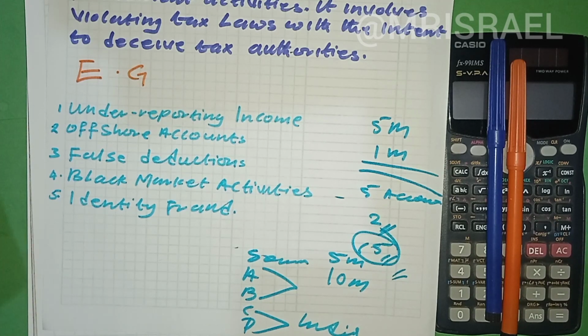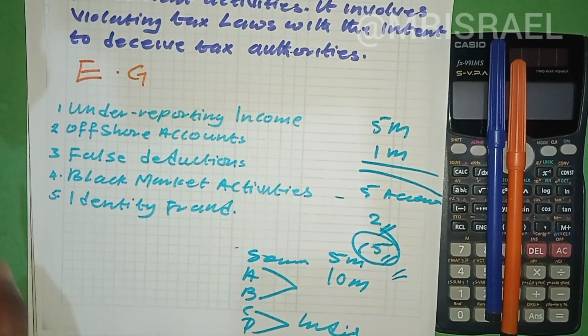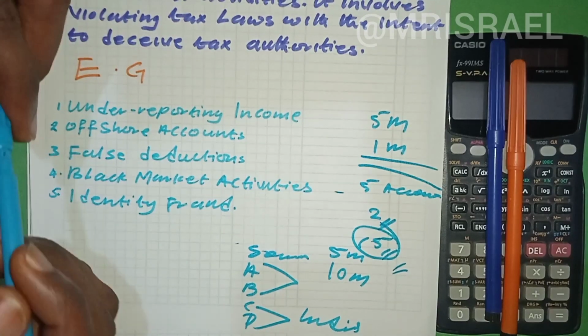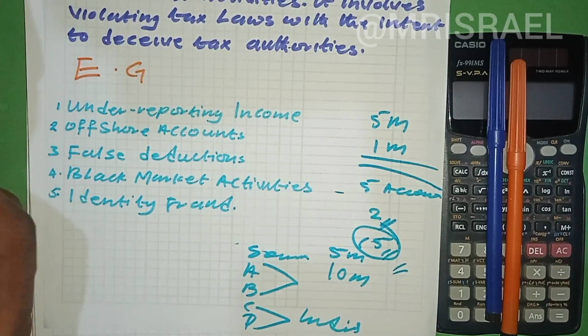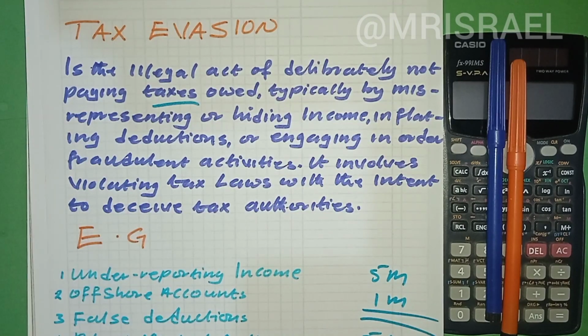Now, identity fraud. Using fake information to manipulate tax filing, fake information to manipulate filings so that you will not pay tax. Using fake bank statements, fake this, fake that. So that is just that about tax evasion and tax avoidance.